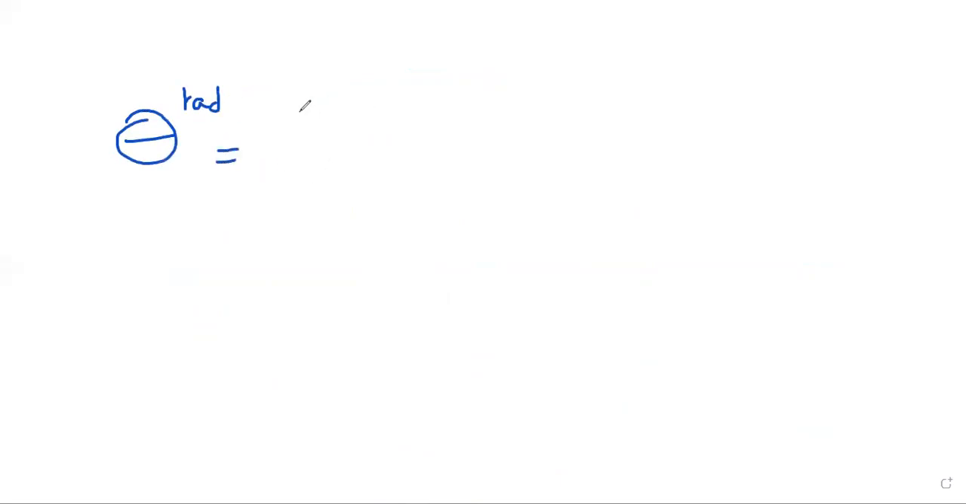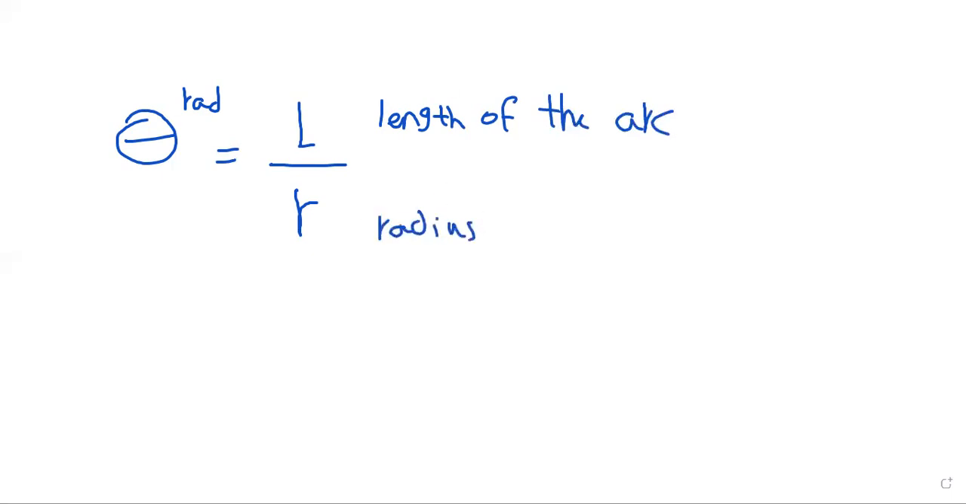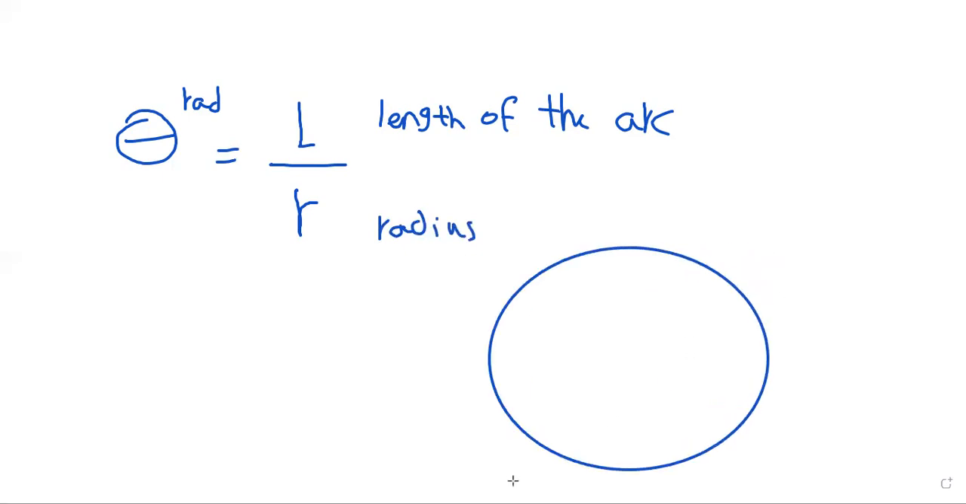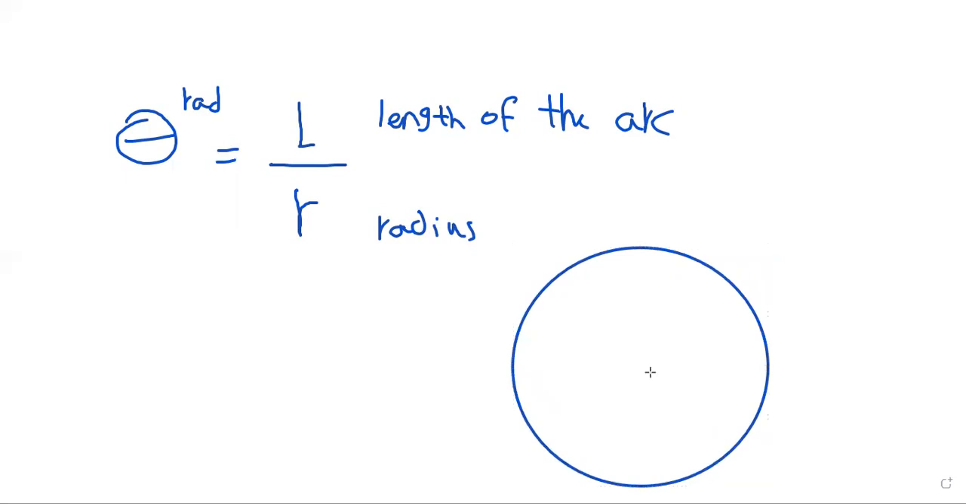So what is theta radian equal to? Theta radian is L divided by R. What is L? The length of the arc. What is R? R is the radius. So if we have a circle like this, and we have an angle, this angle is a central angle. I want to find the measure of this angle in radian measure. It's AMB, for instance, and the length of AB, let's say, is 12 centimeters, and the radius, let's say, is 6 centimeters.